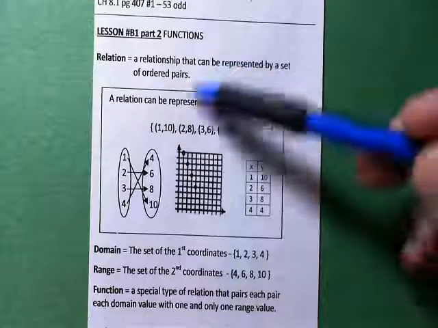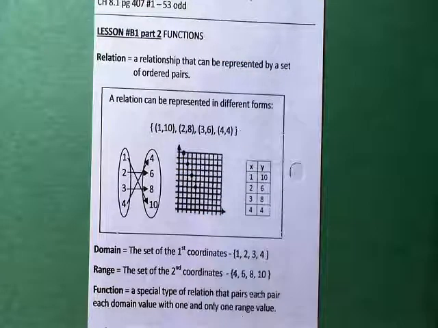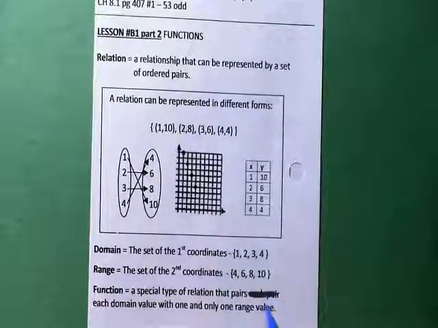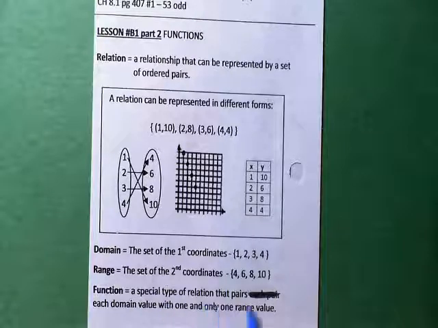Now that we talked about relation and parts of the relation, we can talk about function. A function is a special type of relation that pairs each domain value with one and only one range value. I need to make a correction here, that pairs each domain. Let's cross that out.